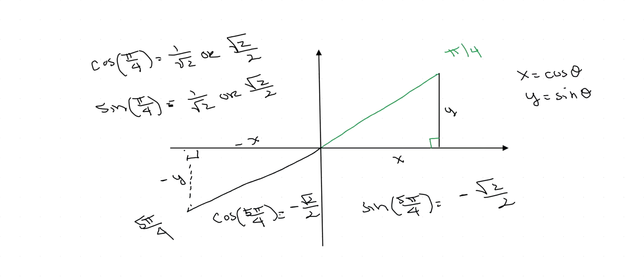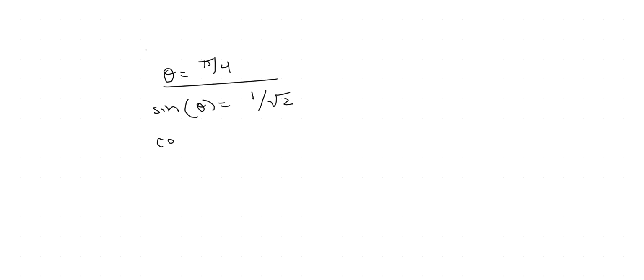So let's go ahead and look at all the other trig values on these angles. So I'm just going to do the first quadrant, and then you just have to add the signs for the other quadrant. So let's just look at pi over 4. So we know that sine of pi over 4 is 1 over root 2, or root 2 over 2. Cosine of pi over 4 is also 1 over root 2.